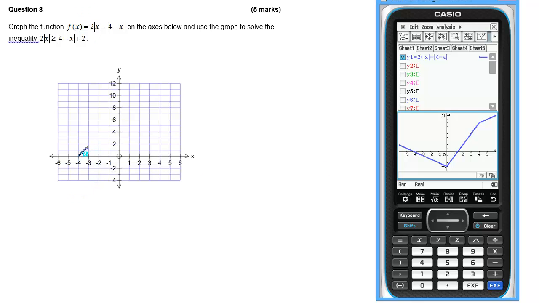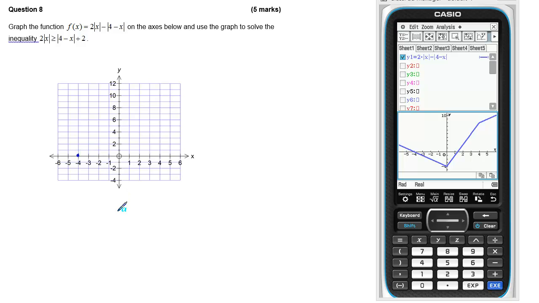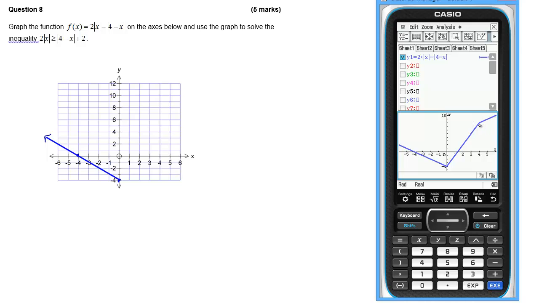So we can see that it goes through -4 here and also -4 there, and that's a straight line section along that bit, like so. Now it turns again here, and I can see that that point there is at 4,8.